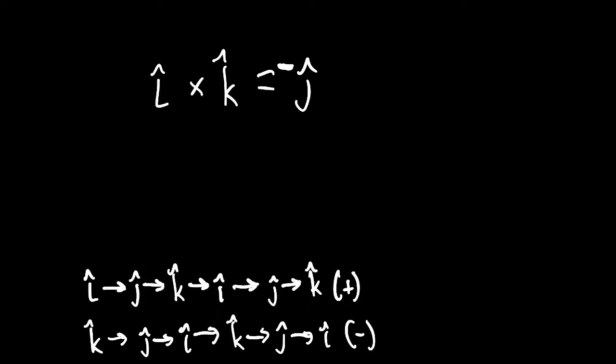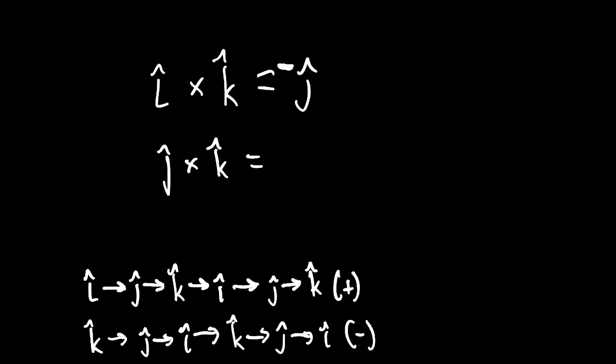Give me another one. Negatives, do everything with positive and then toss the negative in at the end. Let's do J cross K and then we'll do J cross negative K. There's plenty of time.